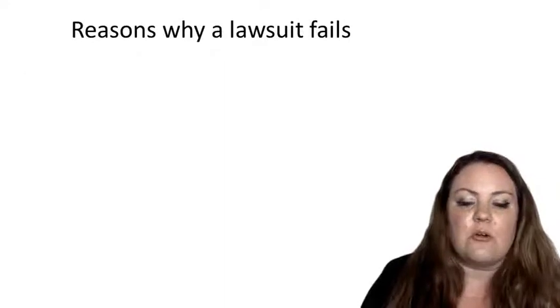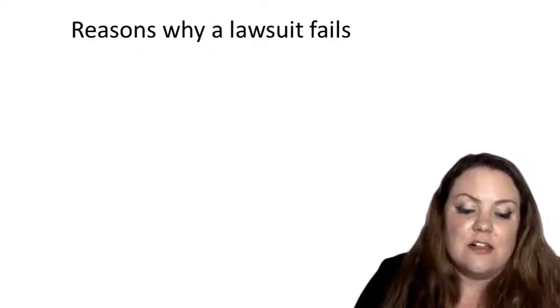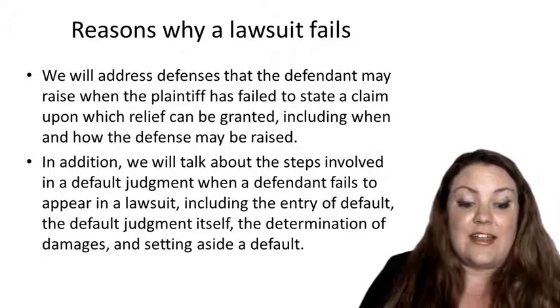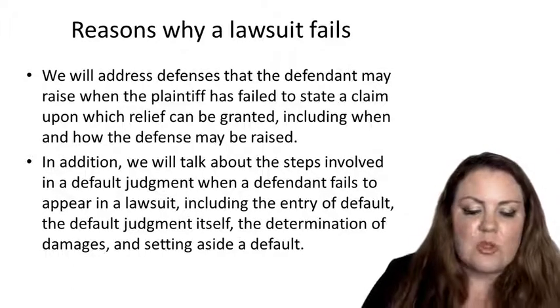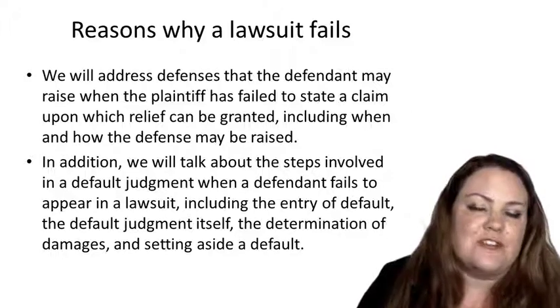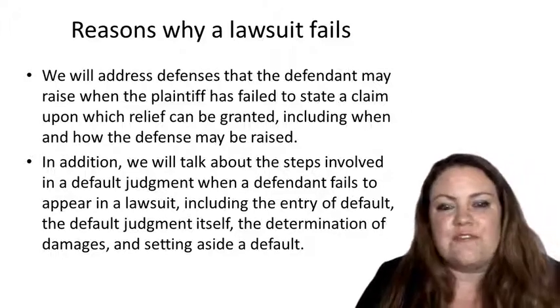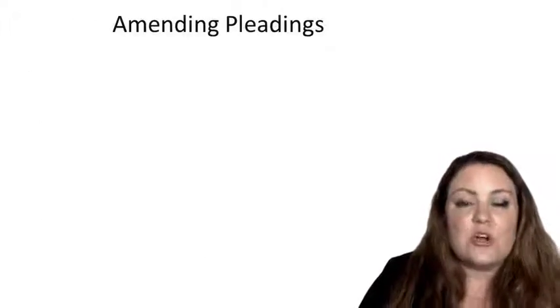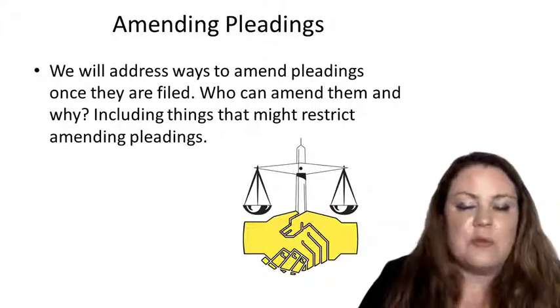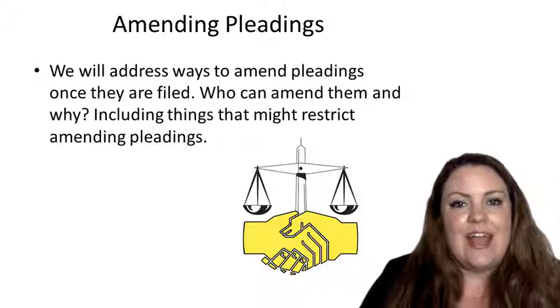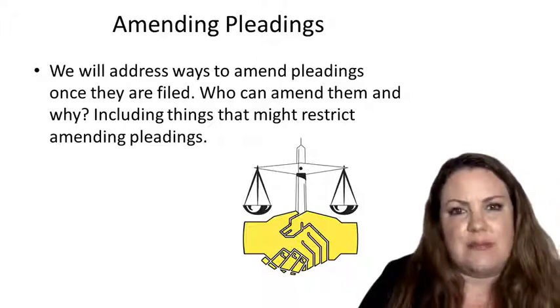We're going to talk about reasons why a lawsuit might fail, the defenses that a defendant may bring up, for instance, failure to state a claim. We're going to talk about steps involved in a default judgment, which is when the defendant doesn't show up. We're going to talk about amended pleadings. What are they? How do you amend them? Who can amend them and when? And what things might restrict these amendments?